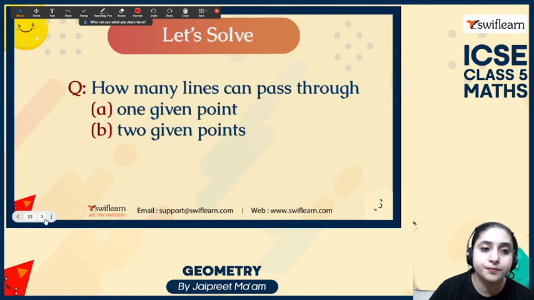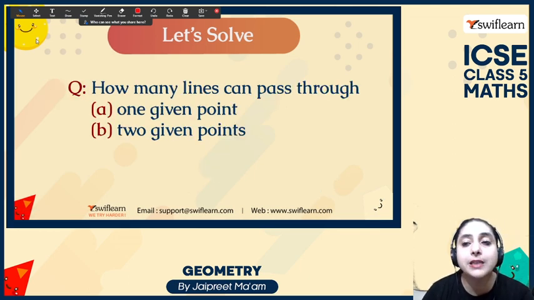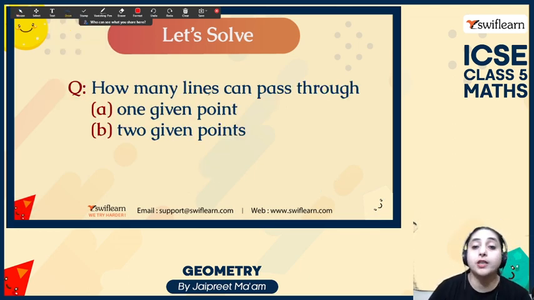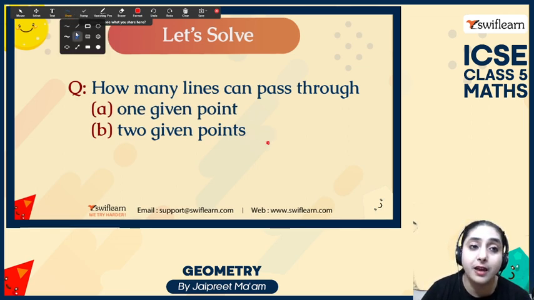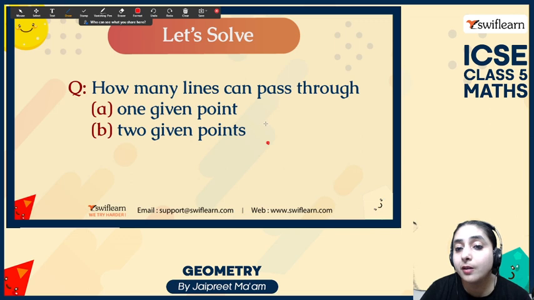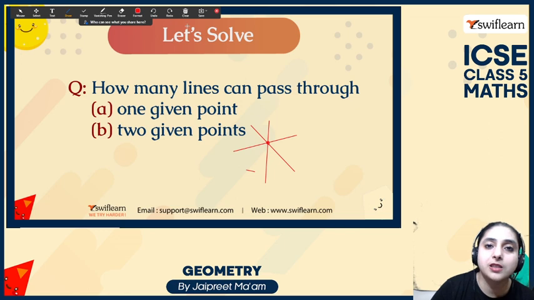How many lines can pass through one given point? How many lines can you pass from one point? So we can pass infinitely many lines, right? So we can pass so many lines from a point. So the answer is infinite.